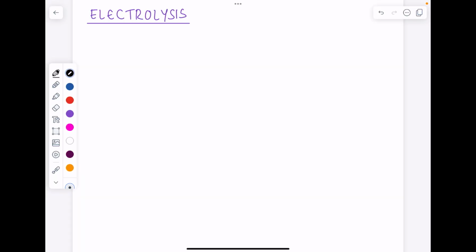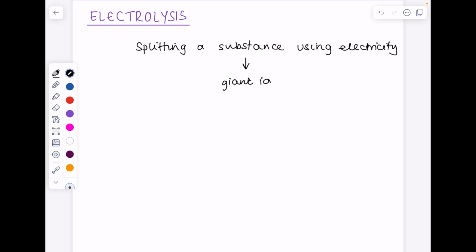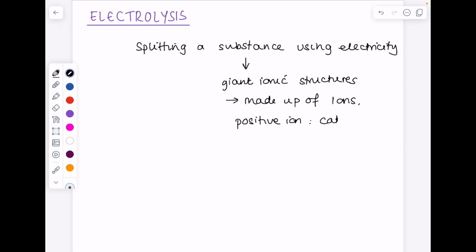Right, electrolysis, just to remind you, it means splitting a substance using electricity. And because we're doing chemistry, what is the type of substance? It's going to be a giant ionic structure because we need our substance to be made up of ions. I'm sure you're aware of this, but when you look at an electrolysis chamber, you'll have a positive ion and a negative ion. And your positive ion is your cation, your negative ion is your anion.